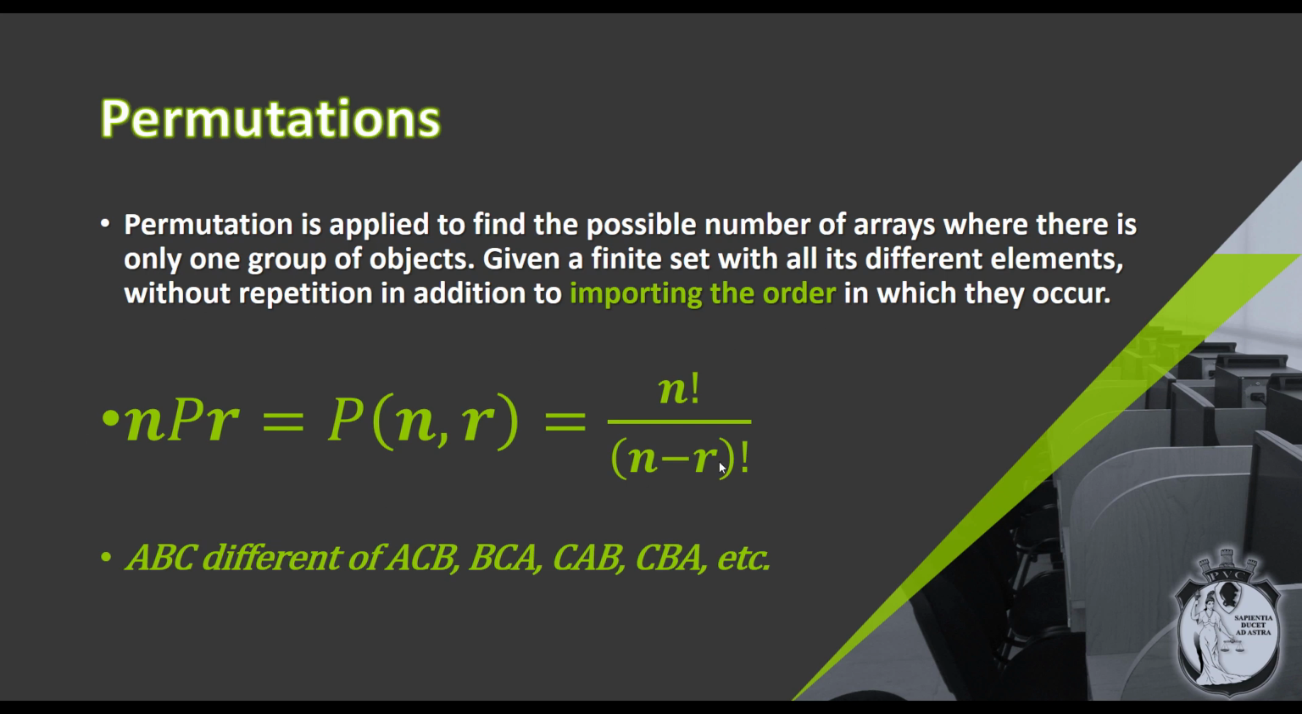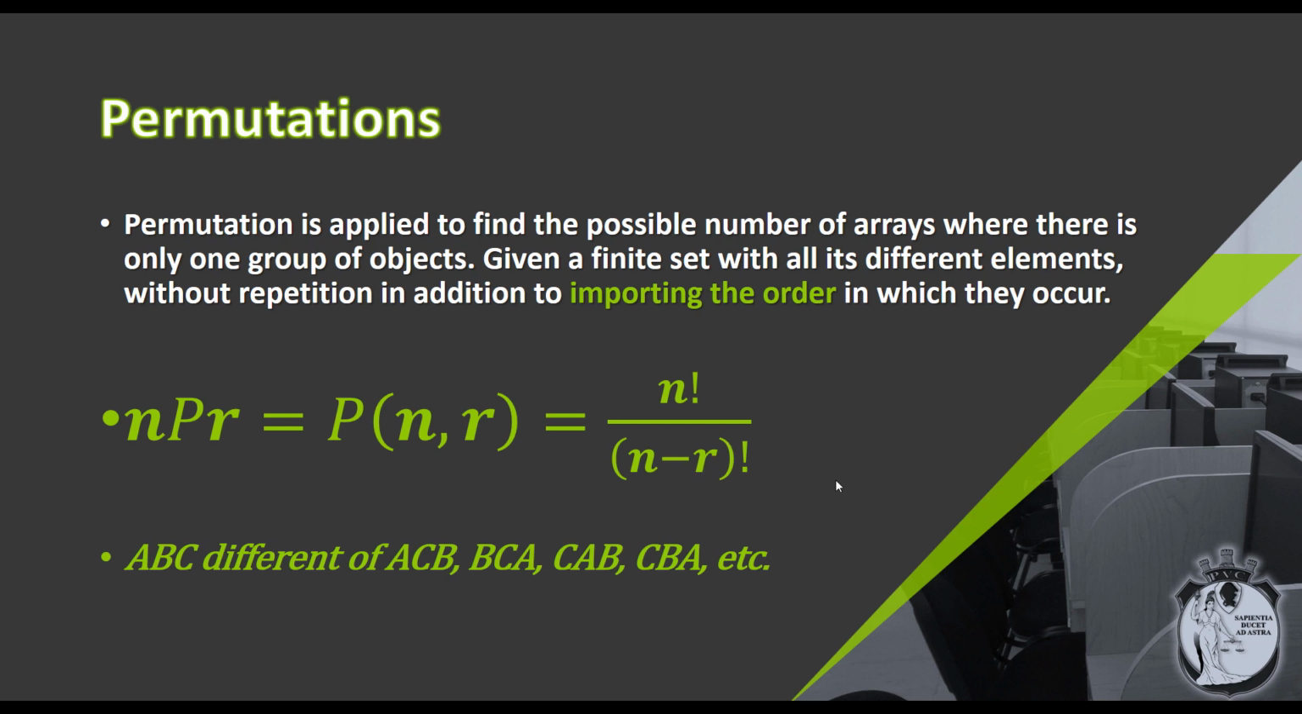Okay, this is the formula for the permutations. You use the n and r. The n is the total number of elements, and the r is the number of elements that you can select. So here it is factorial of n divided by factorial of n minus r.